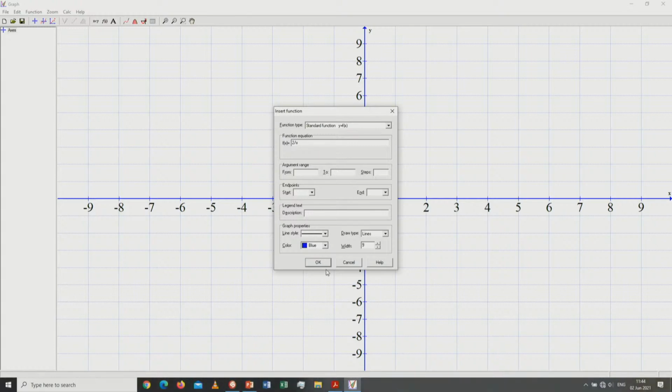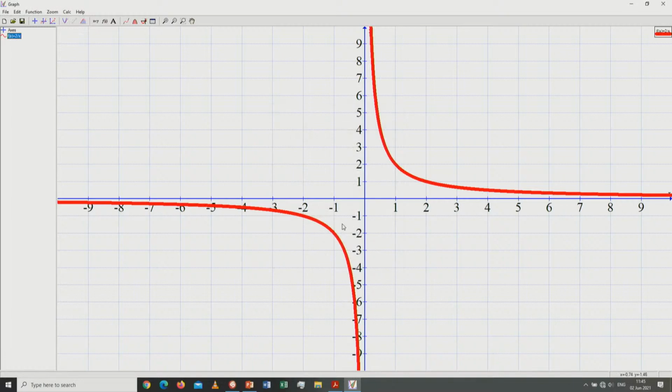And then we sketch the graph. Let me keep it red so that we don't confuse the two. Here we are. This is the mother graph that we have. Now, you saw it on that side. Can you see?